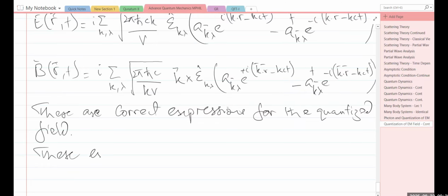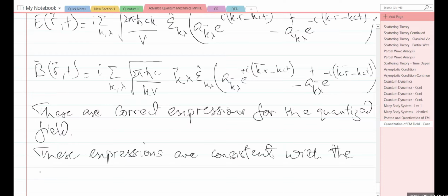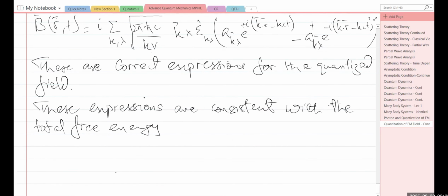These expressions are consistent with the total free energy. And what is that? That is basically H is equal to summation over k lambda जो इससे पहले हम निकाल चुके हैं, h bar omega k of n k lambda plus half.